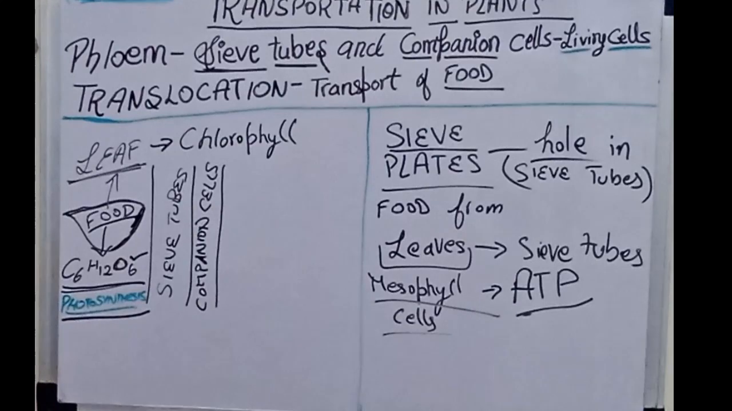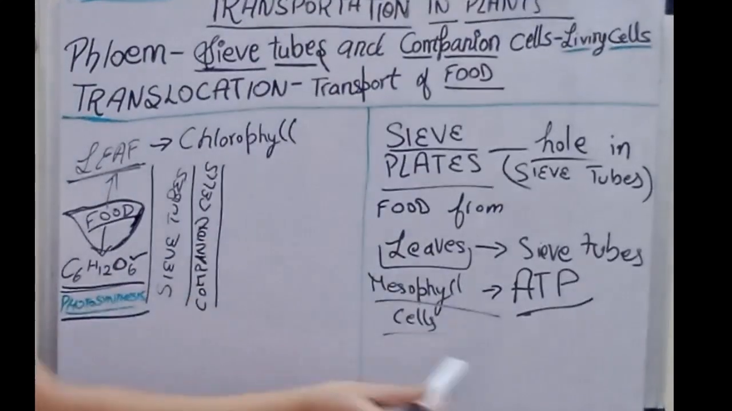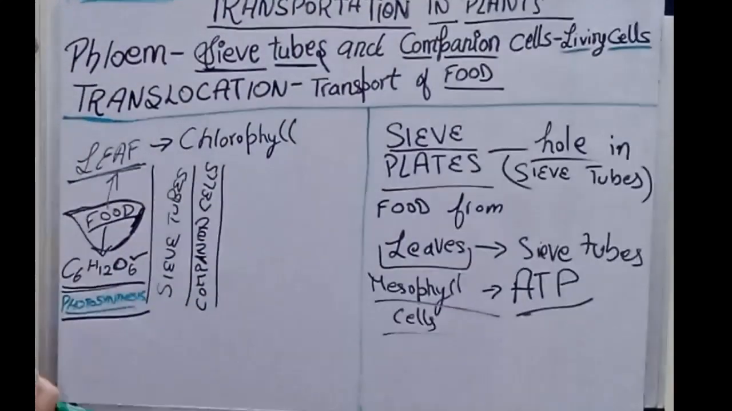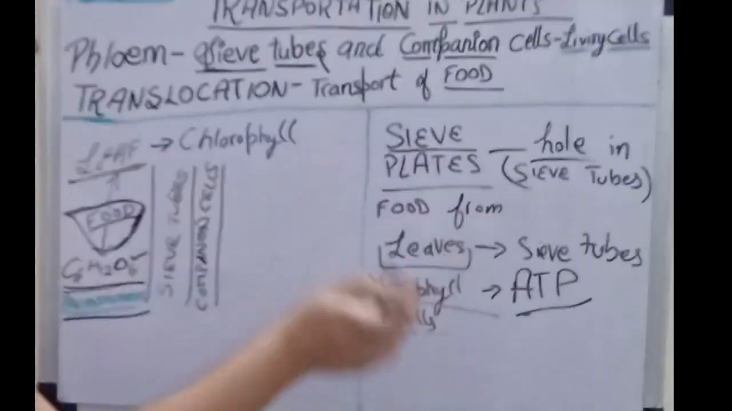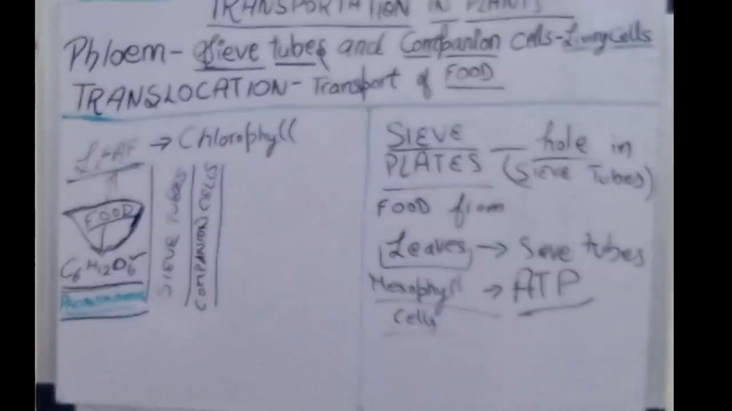Some energy is needed. If I have to pick something up from here and place it here, so I need energy. Or if I have to walk from here to here, I need some sort of energy. That is what ATP is for us as well as for the plants. So with the help of ATP, our food, that is glucose, goes from the mesophyll cell into the sieve tubes.